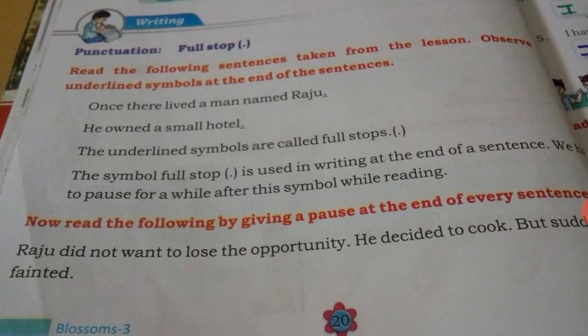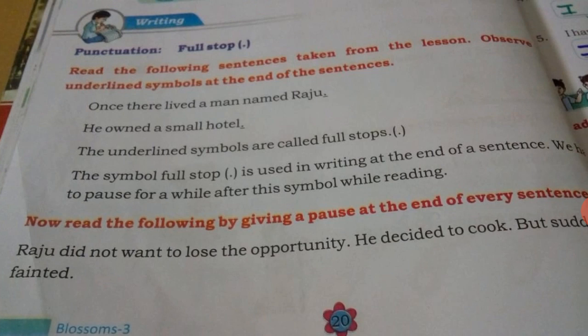Okay, next we will deal with writing, creative writing, punctuation, full stop. Read the following sentences taken from the lesson. Observe the underlined symbols at the end of the sentences. I'll read out a paragraph given here. Once there lived a man named Raju. He owned a small hotel.